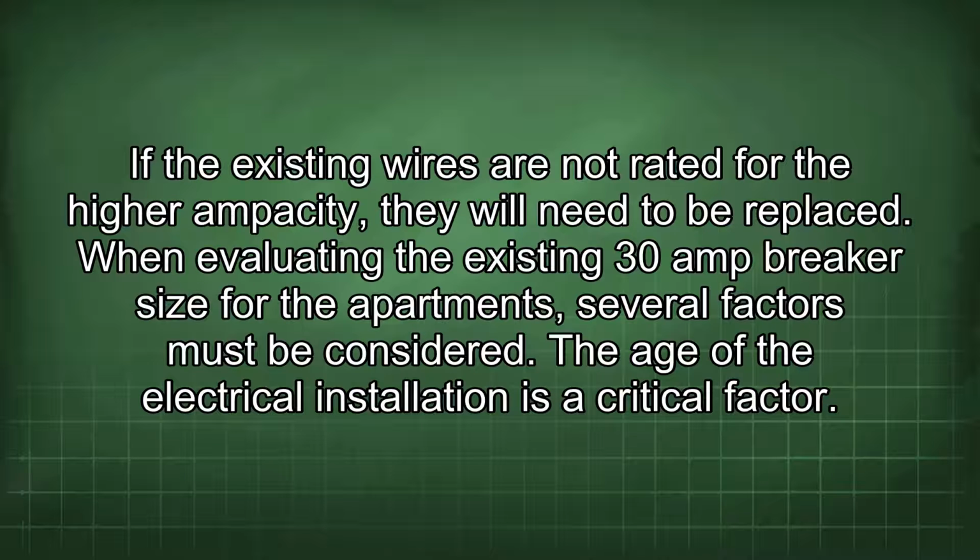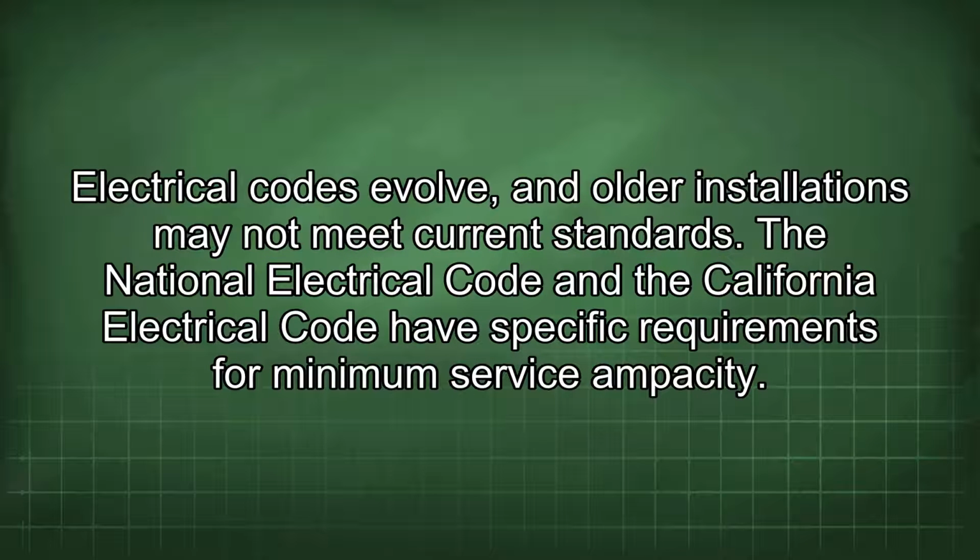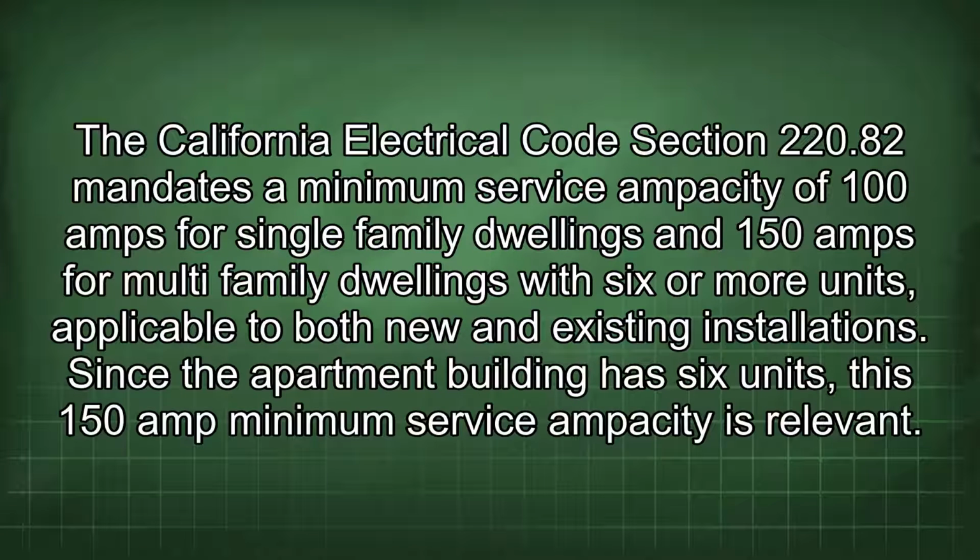When evaluating the existing 30-amp breaker size for the apartments, several factors must be considered. The age of the electrical installation is a critical factor. Electrical codes evolve, and older installations may not meet current standards. The National Electrical Code and the California Electrical Code have specific requirements for minimum service ampacity. The California Electrical Code Section 220.82 mandates a minimum service ampacity of 100 amps for single-family dwellings and 150 amps for multi-family dwellings with 6 or more units, applicable to both new and existing installations.